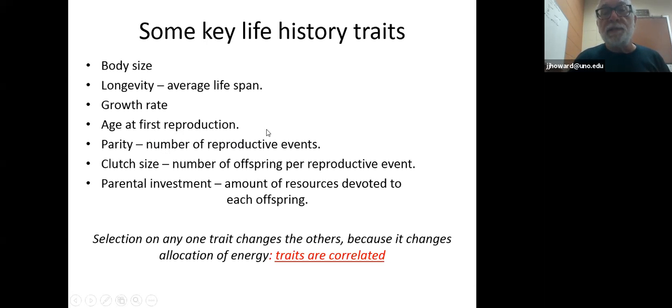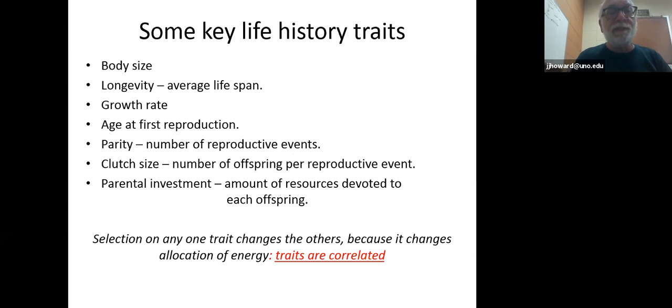Others are parity, which is the number of reproductive events. Some organisms have a single reproductive event in their entire life. Others have many. Clutch size is the number of offspring per reproductive event. Humans are generally about 1 for clutch size. Lots of birds are 7 or 8, and salmon are 10,000, 20,000. And there are trade-offs involved there too, because you can't simultaneously have big offspring and lots of them.